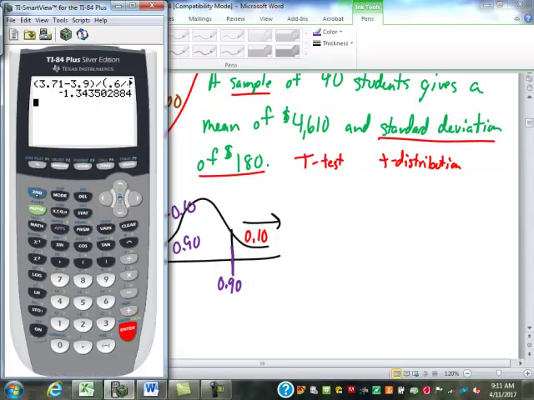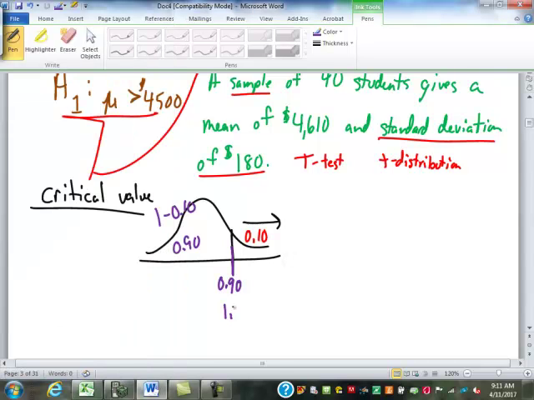So on the calculator, it would be second distribution, inverse t, which is option 4. 0.9, and we have to put in our degrees of freedom. There's 40 in the survey, so degrees of freedom are 39. It's giving us 1.304. Notice that one's positive because we're on the right side now.